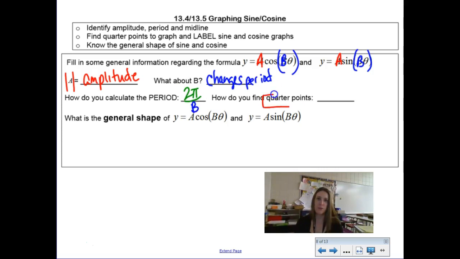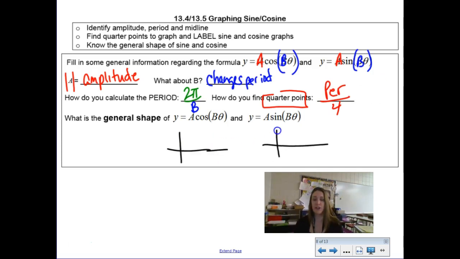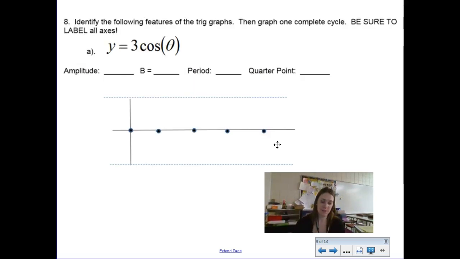And then how do you find quarter points? Well, you take whatever the period was and you quarter it, so you divide by 4. The other thing you're going to need to know off the top of your head is a general shape for cosine and a general shape for sine. Cosine is the one that starts at the maximum line and then makes like a horseshoe shape. Sine is the one that starts at the origin and then makes this shape, kind of. It's ugly. Alright, so using all these formulas, we're going to apply that to an actual function.